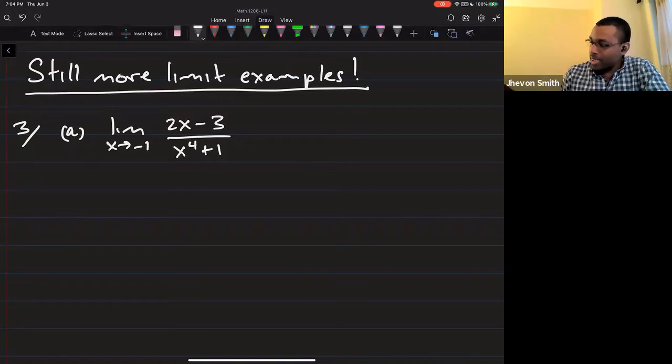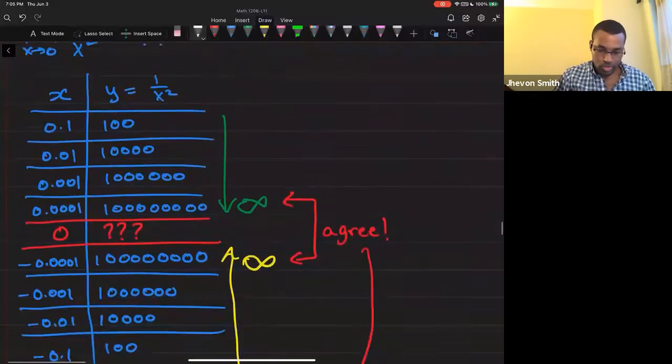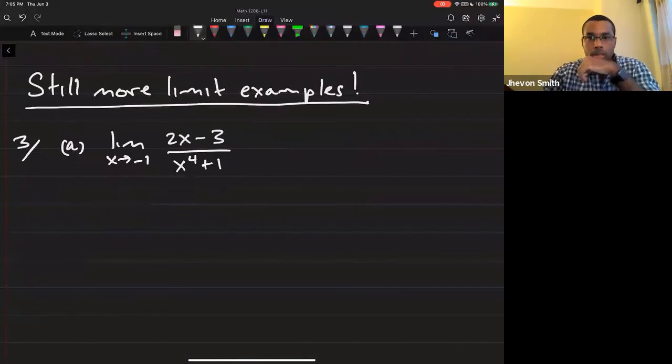Yeah. All right. Here's a limit. Limit as x approaches -1 of 2x minus 3 over x to the 4th plus 1. What is the answer? Remember, you're training grasshoppers. Oh, let me do done.